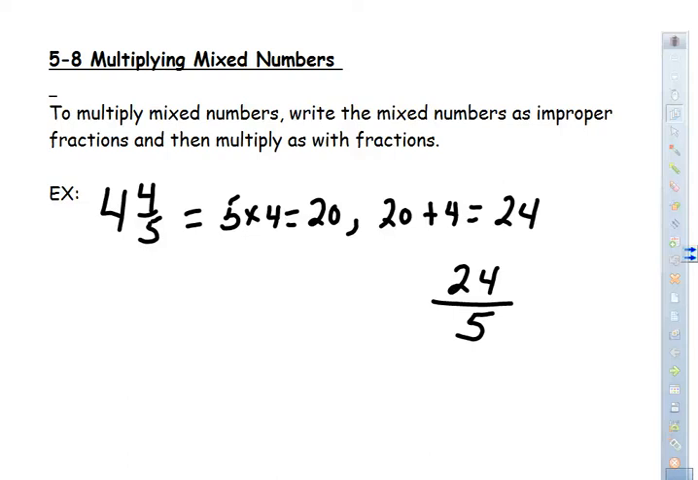Well, good afternoon. We are on section 5.8, multiplying mixed numbers. What I want you to do is go ahead and hit pause first, and then we'll discuss it further.